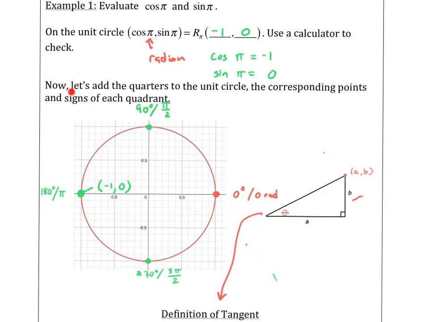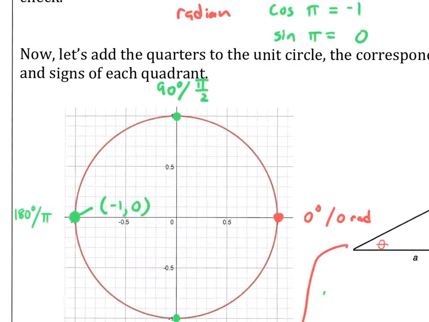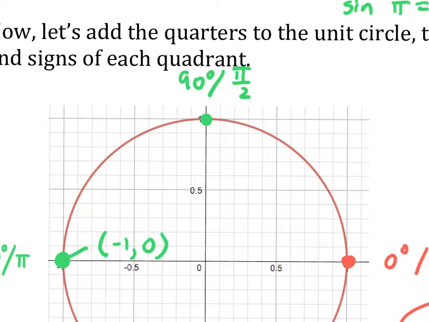The next part of the instructions: now let's add the quarters to the unit circle. We already did that, but let's actually add the specific points. This point here is (0, 1), which means if you were to interpret this as a sentence, the cosine of 90 degrees is 0. The sine of 90 degrees is 1.